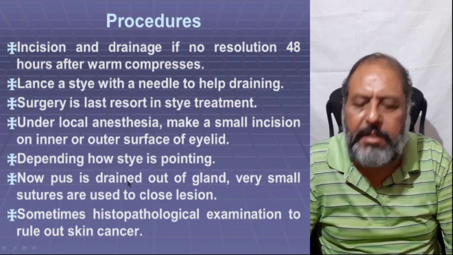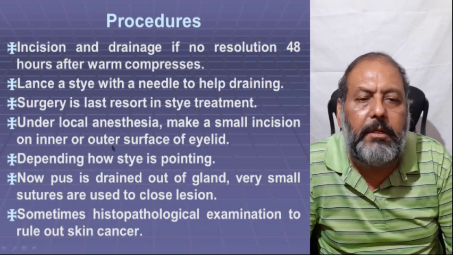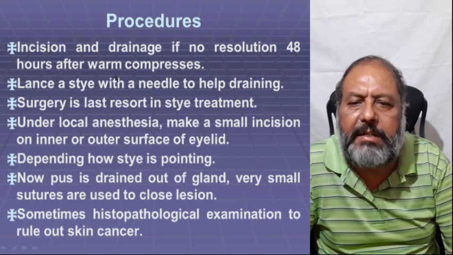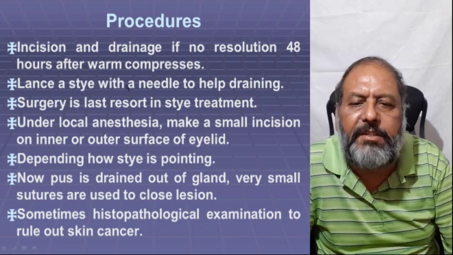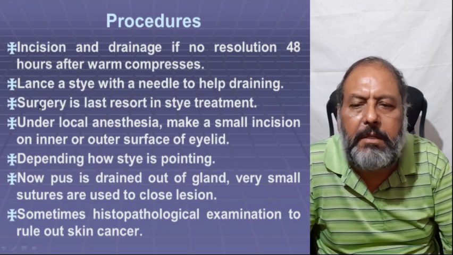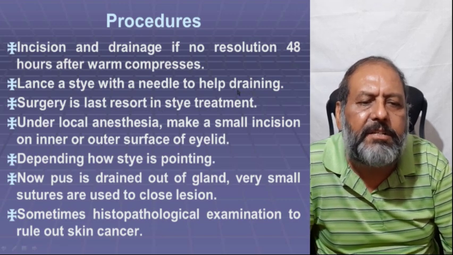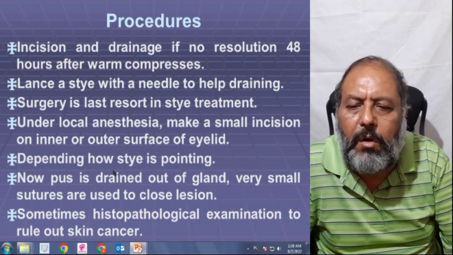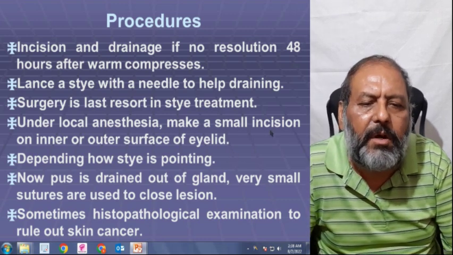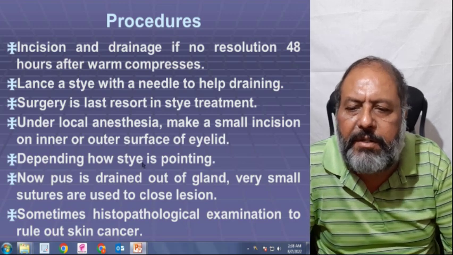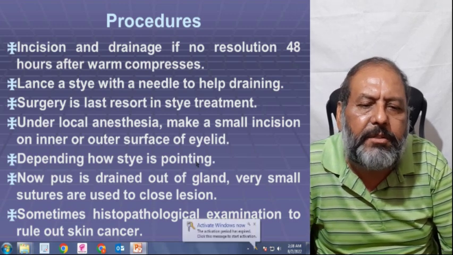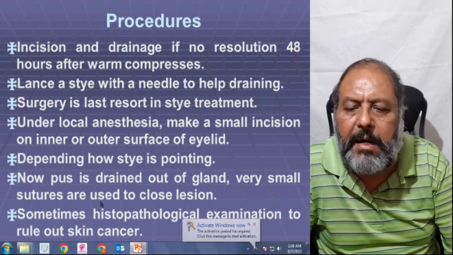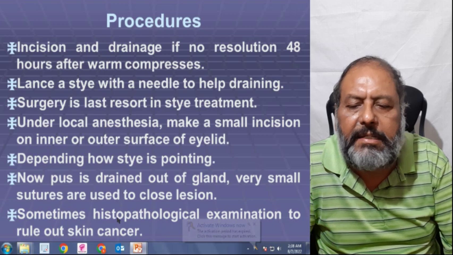Now, certain procedures are used to get rid of these styes: incision and drainage if no resolution 48 hours after warm compresses. Lance the stye with a needle to help drainage, and surgery is the last resort in stye treatment. Under local anesthesia, make a small incision on the inner or outer surface of the eyelid where the stye is present, depending on how the stye is pointing. Now the pus is drained out of the gland. Very small sutures are used to close the lesions.